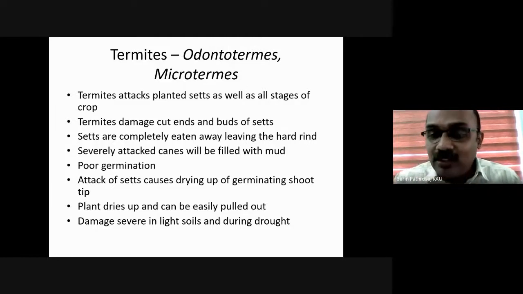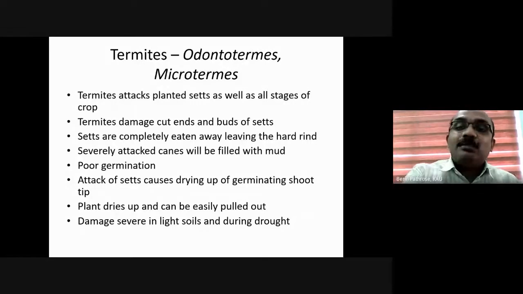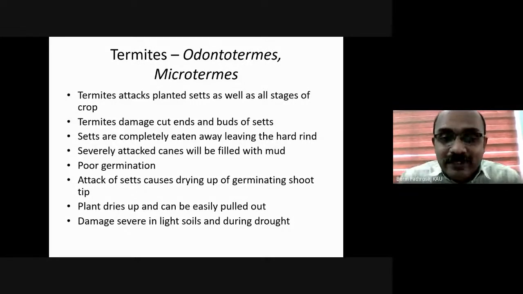So the germinating shoot will be slowly drying up, and it can be easily pulled out because there won't be any root. The entire roots, everything will be fed by the termites. So the plant dries up, it can be easily pulled out. And another thing is, it is common when there is a dry condition because termites prefer dry condition.